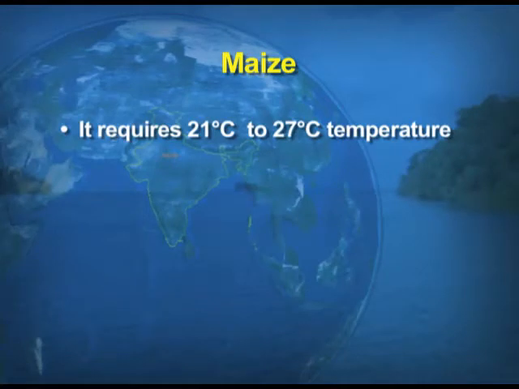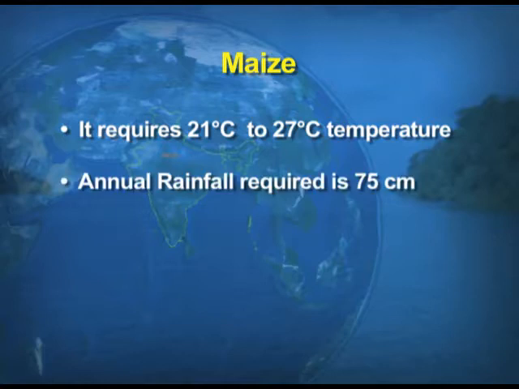Now, the another important food crop is maize. It is an important coarse grain which contains glucose and starch. As far as the climatic conditions are concerned, the temperature 21 degrees to 27 degrees Celsius is best suited for the production of maize, and the rainfall required is only 75 centimeters.